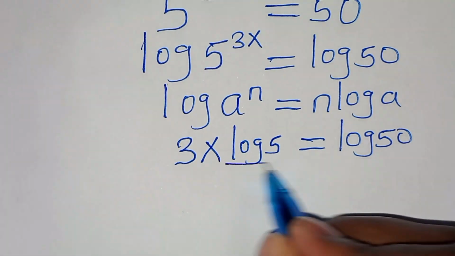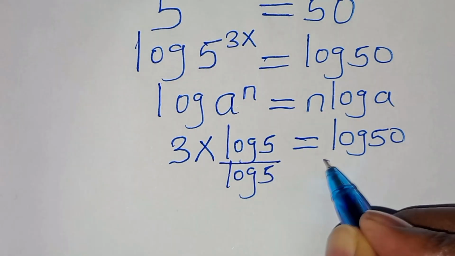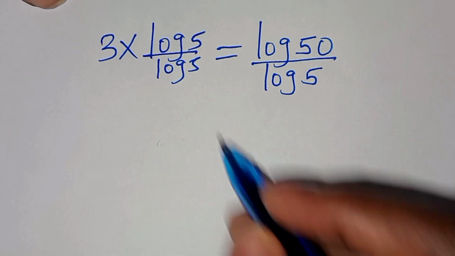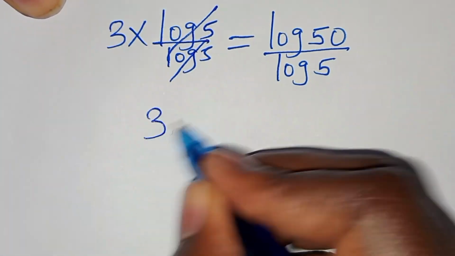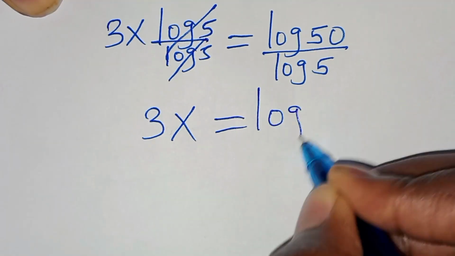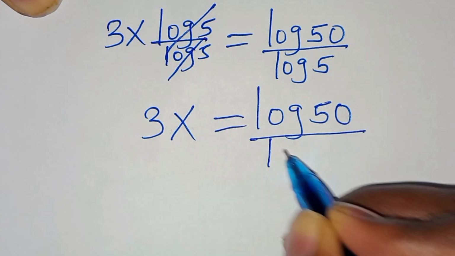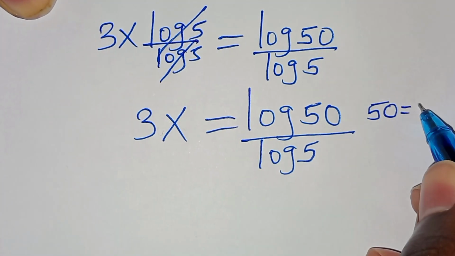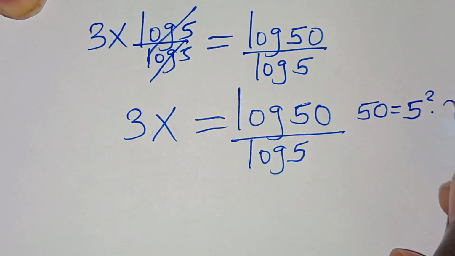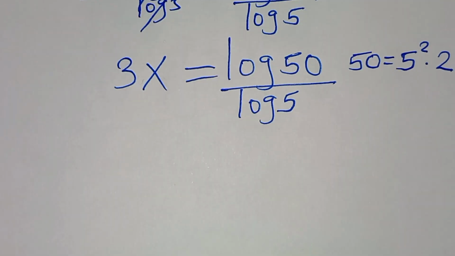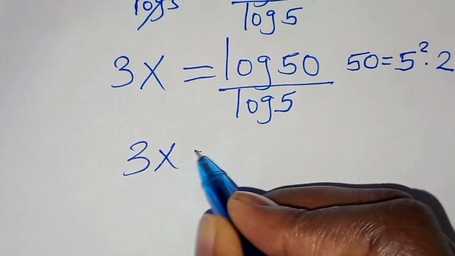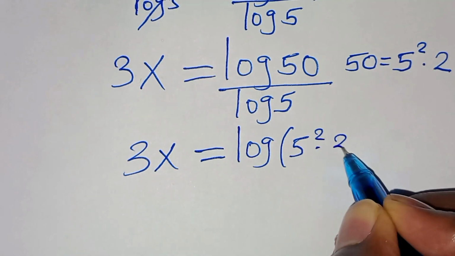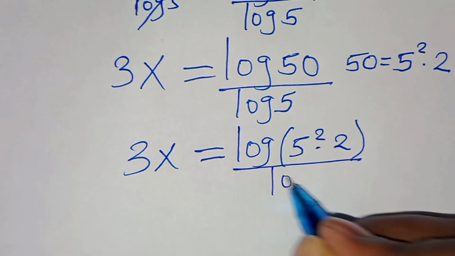So let's divide both sides by log 5. Let's simplify log 5 and log 5 so that we have 3x equal to log 50 divided by log 5. We can express 50 as 5 to the power of 2 multiplied by 2. So therefore we have 3x equal to log of 5 to the power of 2 multiplied by 2, divided by log 5.